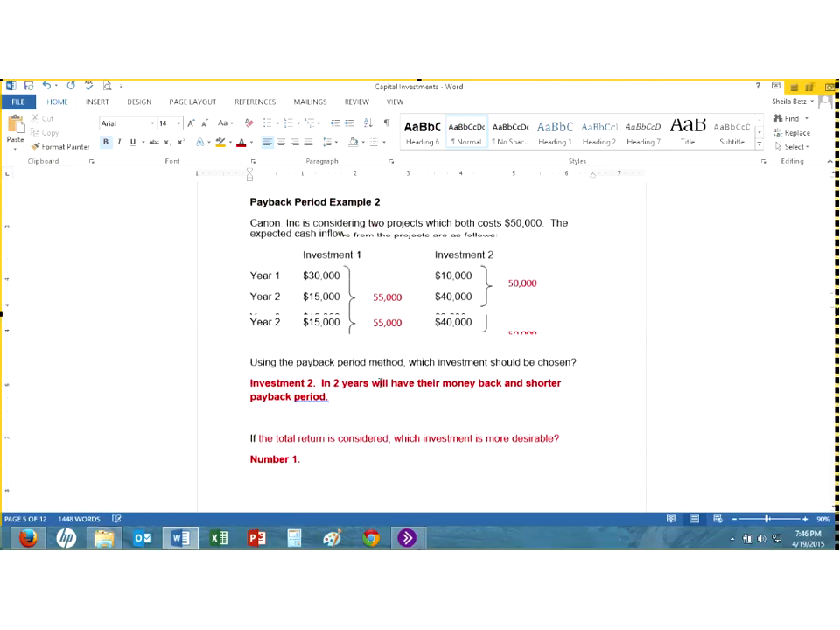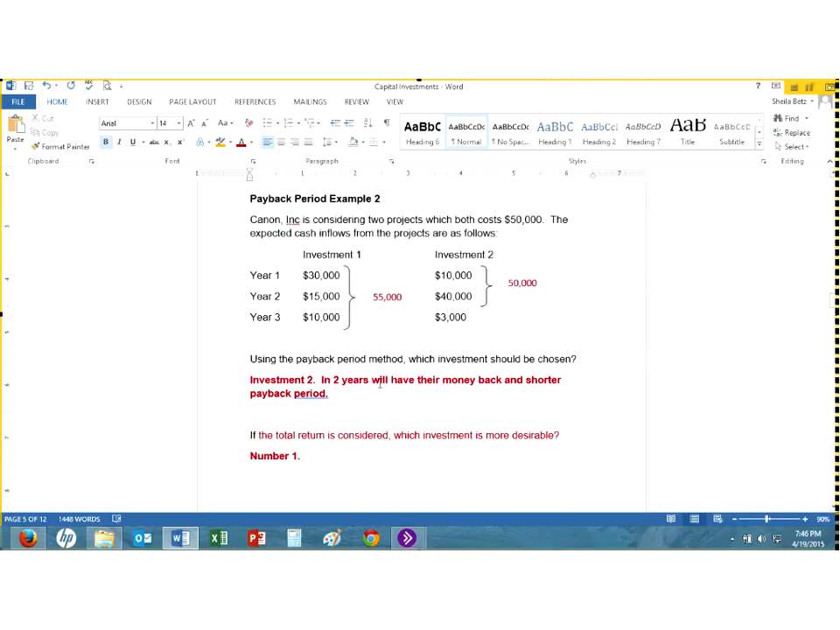But what about total return? Which investment is most desirable? Well, if I look at total return, investment 1 is the best option because they're going to get $55,000 versus $50,000. So it just shows the limitation of the payback period. If we were only focusing on when we're getting our money back, we would choose investment 2.